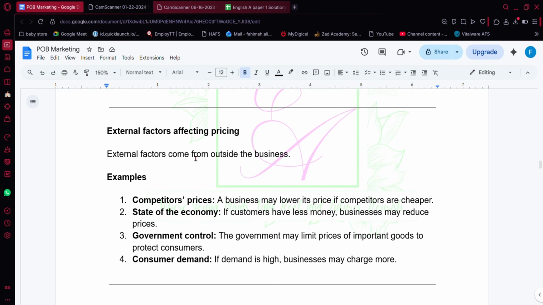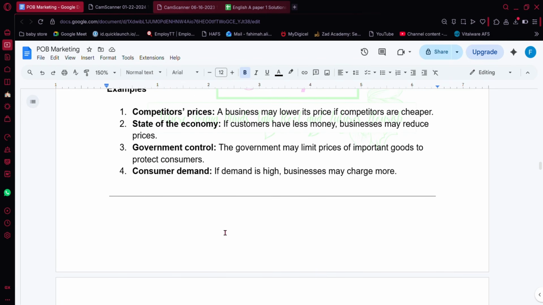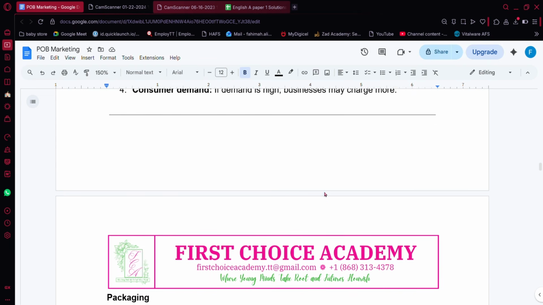External factors affecting pricing. Competitors' price. A business may lower the price if competitors are cheaper. State of the economy. If customers have less money, businesses may reduce prices. Government control. The government may limit prices of important goods to protect consumers. Consumer demand. If demand is high, businesses may charge more.